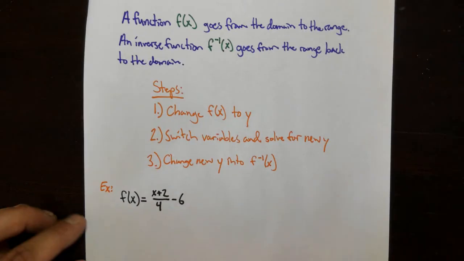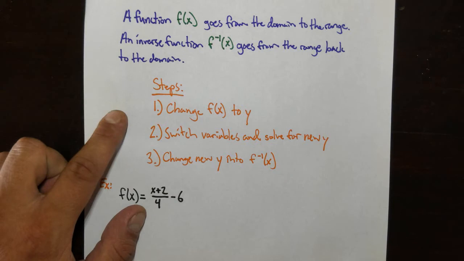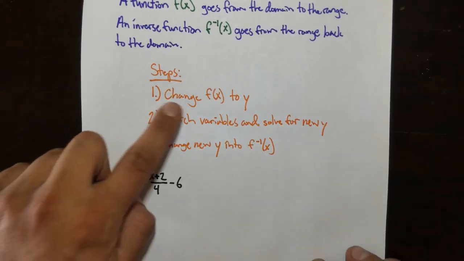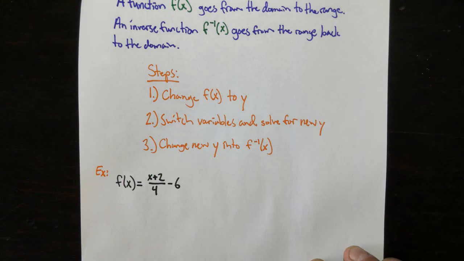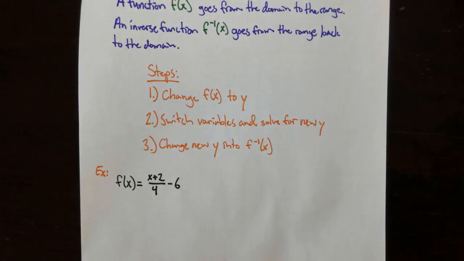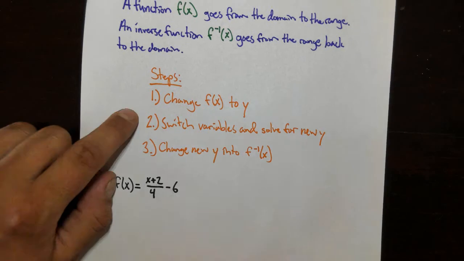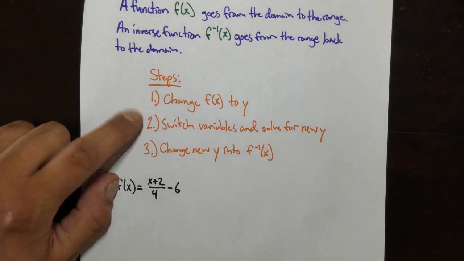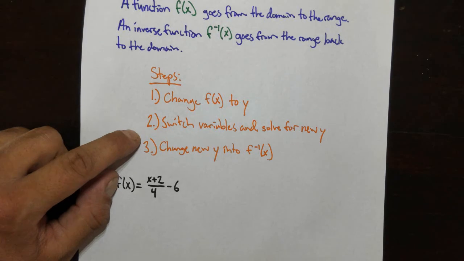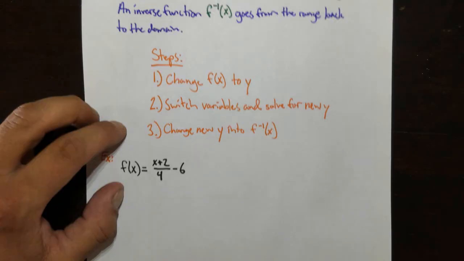So let's talk about the steps on how to find the inverse. First, if it's in the form of f of x, it's much easier to change it to y and work with it in terms of y. So change f of x to y. Step 2, switch the variables and solve for the new y. This is the step that's going to take all the algebra. And then finally, change the new y into f inverse of x. So those are our 3 steps here.